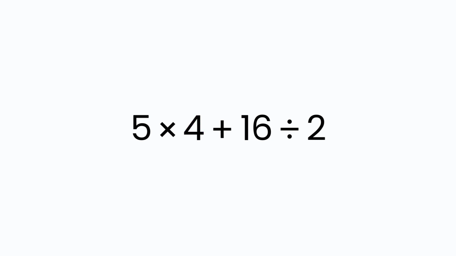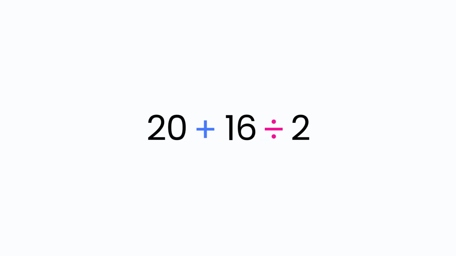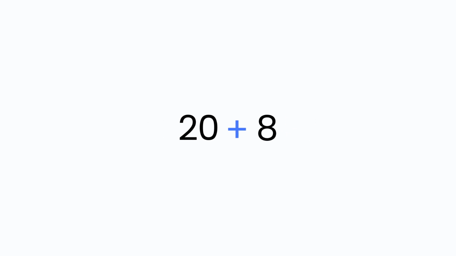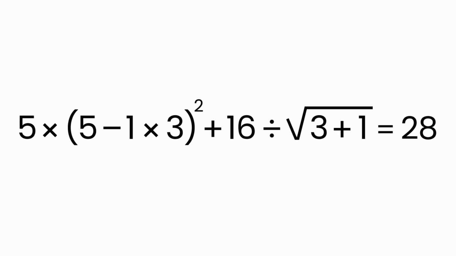Now there's only multiplication, division, and addition left. 5 times 4 is 20, and 16 divided by 2 is 8. 20 plus 8 equals 28. Consequently, 5 times the quantity 5 minus 1 times 3 squared plus 16 divided by the square root of the quantity 3 plus 1 equals 28.